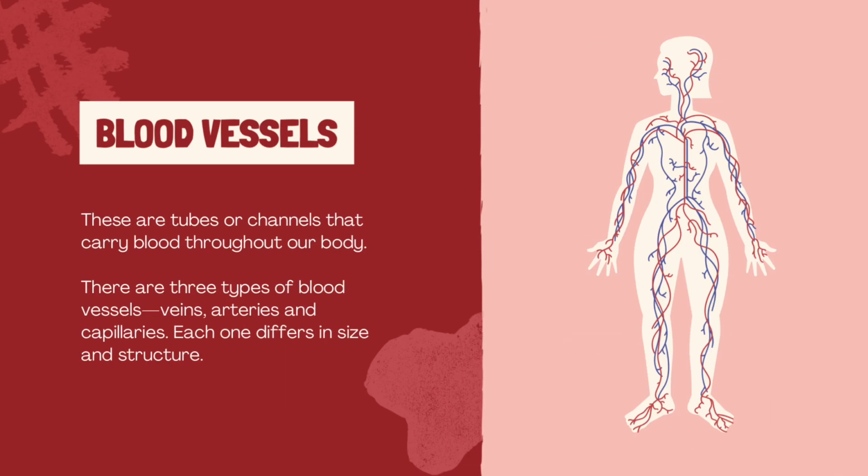So now let's start with the blood vessels. Firstly, what are the blood vessels? These are tube-like or pipe-like structures or channels that carry blood throughout our body, right? There are three types of blood vessels in our body: the arteries, veins and the capillaries. They all differ from each other in their functions, in their structure and everything. So we are going to study all of them in detail one by one. So stay tuned.